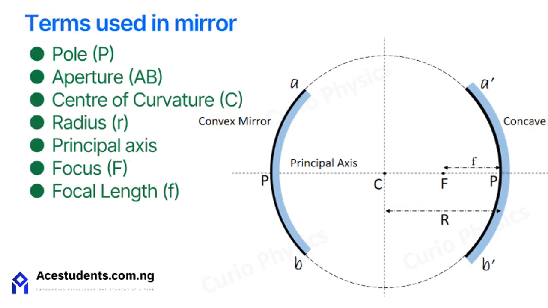Every spherical mirror has key parts you should know. These are: 1. The pole. 2. Aperture. 3. The center of curvature. 4. The radius of curvature. 5. The principal axis. 6. The focus. 7. Focal length. We will now look at these terms individually.